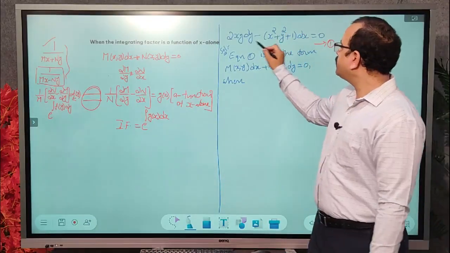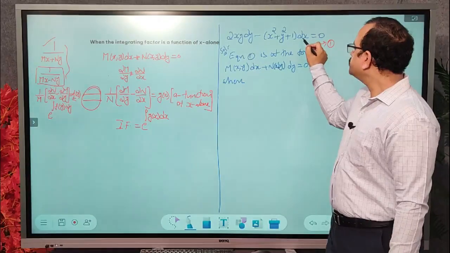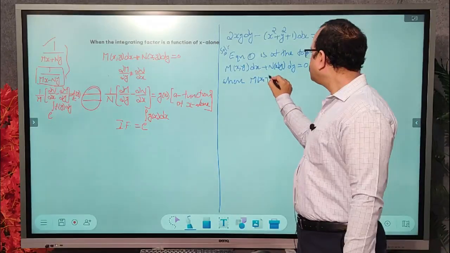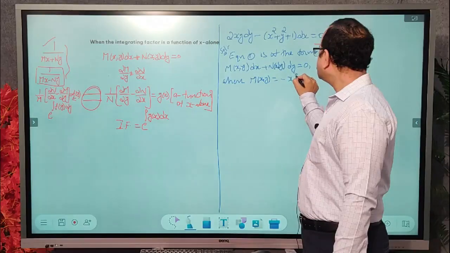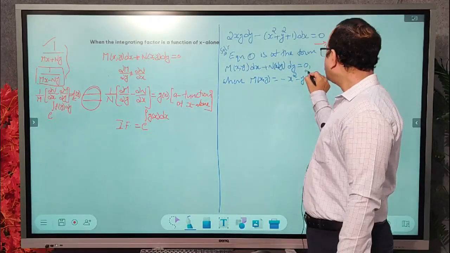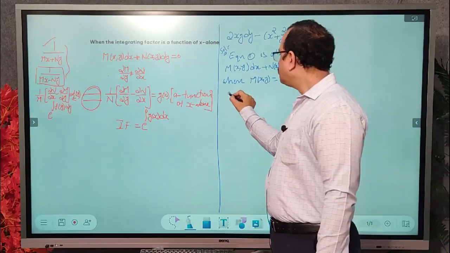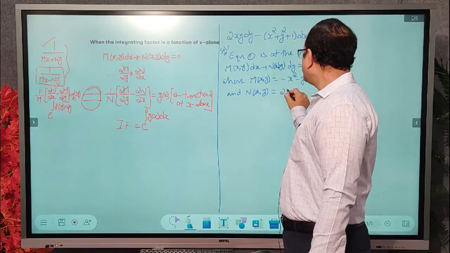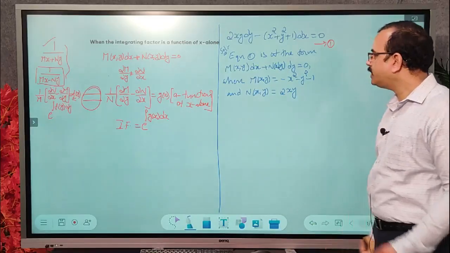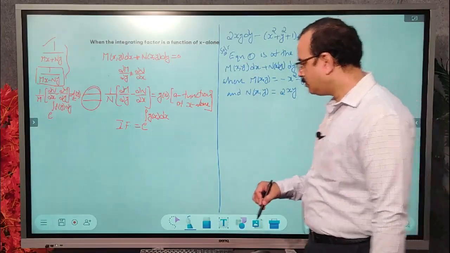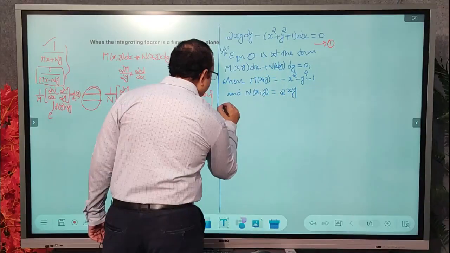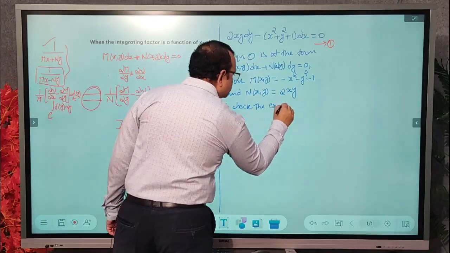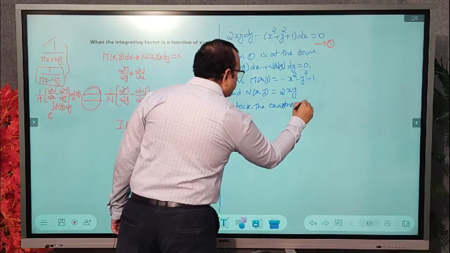What is M here? If you observe, this is dy and here it is dx. The coefficient of dx is M, so M is minus of (x square plus y square plus 1), that is, minus x square minus y square minus 1, and N is equal to 2xy. Now as usual, first of all we will check whether it is exact or not. So to check the exactness of equation 1.